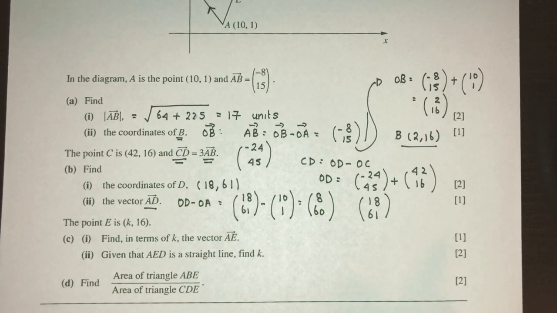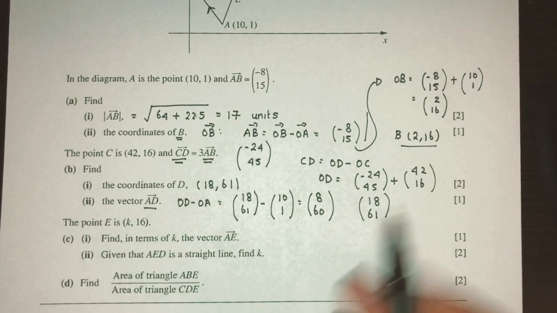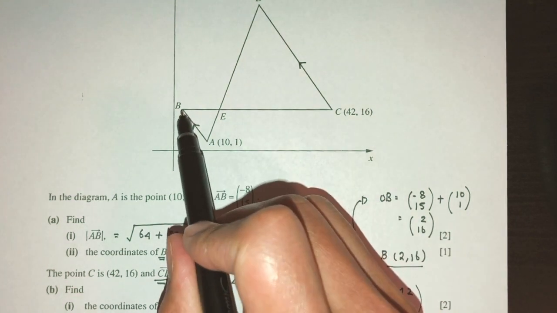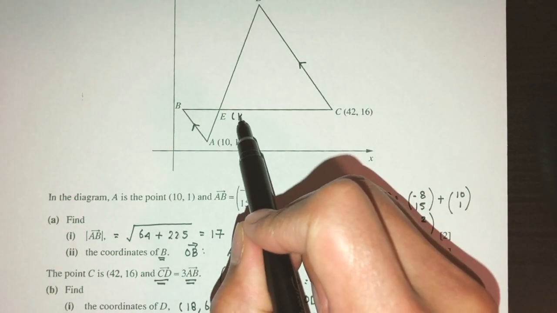Now for the question, the point E is the point (k, 16). Okay, (k, 16). As you can see, the point E lies on the line BC.